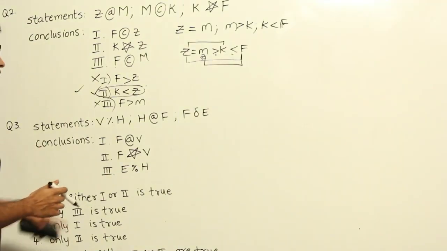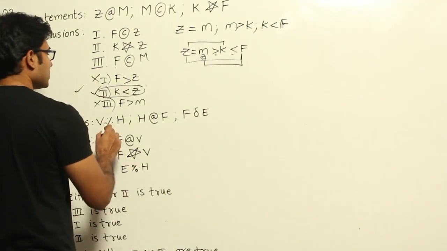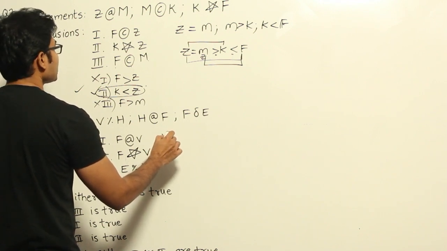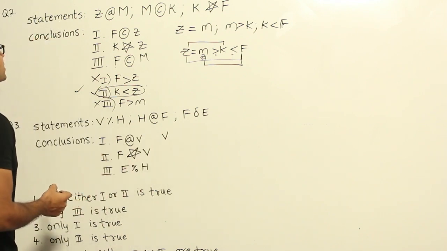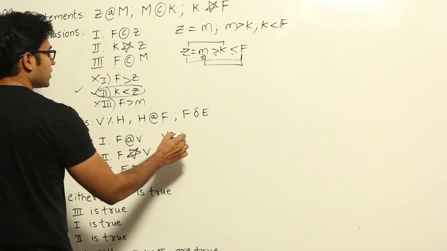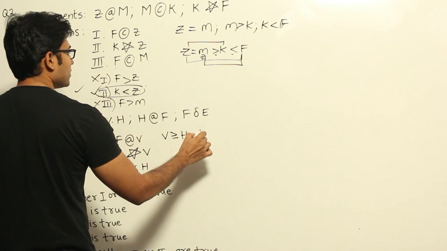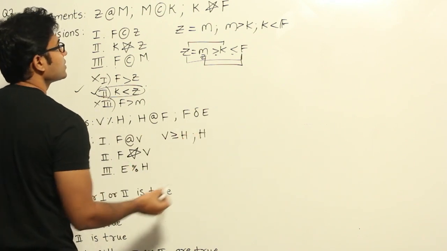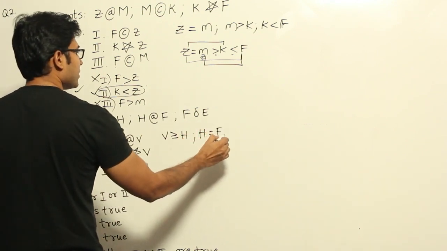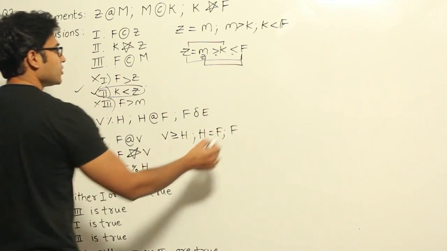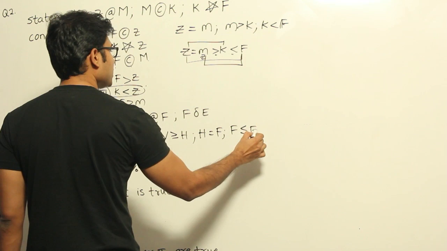Okay. Now let's see the next question, question number 3. Let's substitute these symbols with the inequality relationships. Between V and H, percentile is given, so V is greater than or equal to H. Between H and F, @ is given, therefore it is equal to. And between F and E, delta is given, which means F is less than or equal to E.